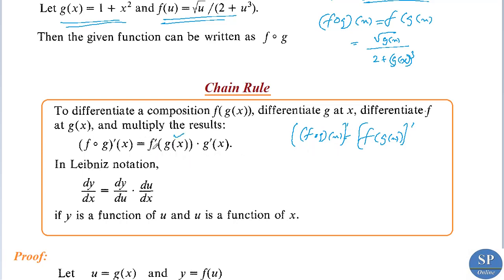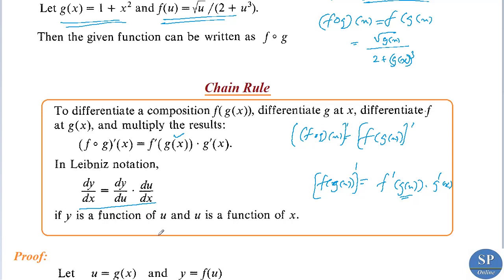So for this we have to differentiate f with respect to g of x, and then we have to multiply this with the derivative g'(x). By Leibniz notation we can write this as dy/dx equal to dy/du into du/dx, where y is a function of u and u is a function of x. So (f(g(x)))' is nothing but f'(g(x)) into the derivative of g(x), that is g'(x).